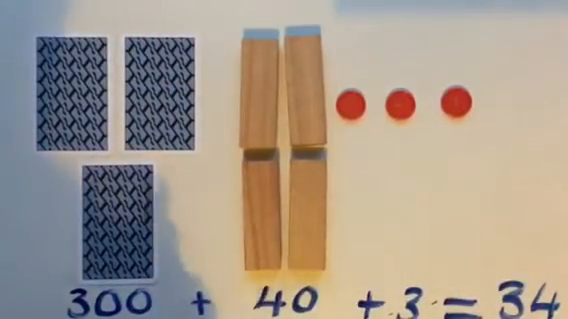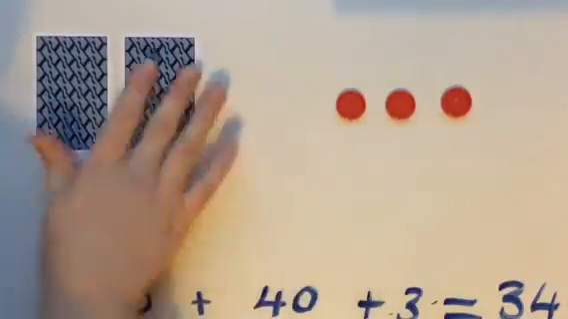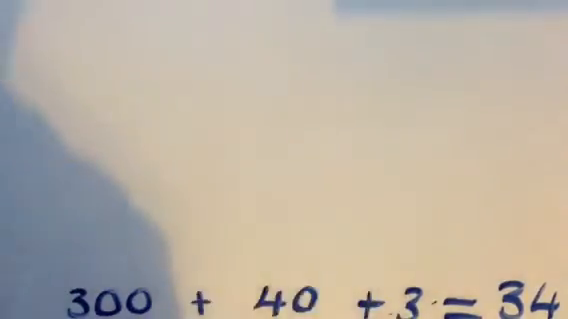So use these materials that you have sitting around the house. They will help the child to visualize the numbers that they're using a little bit better.